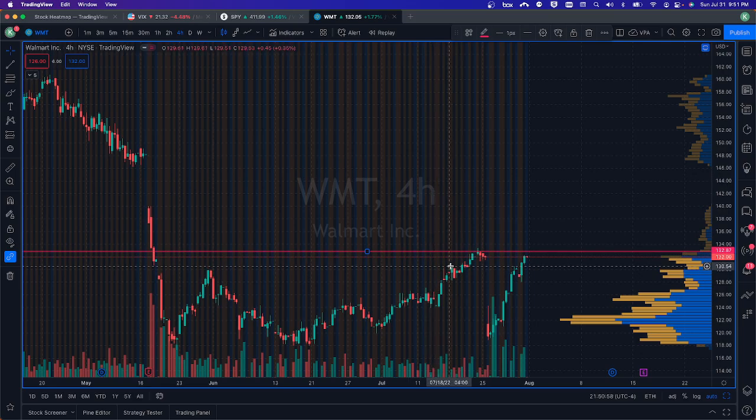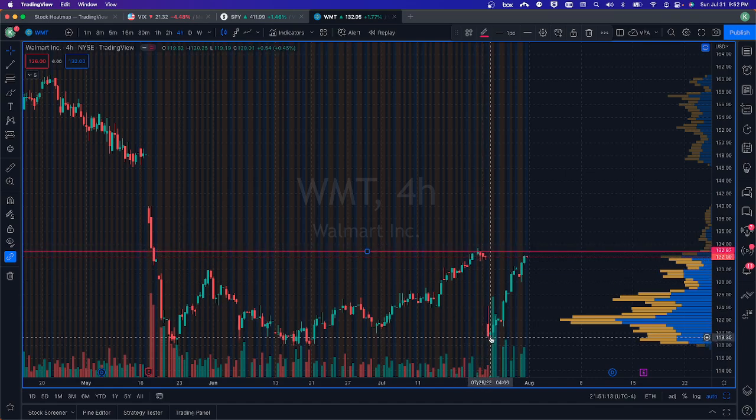And then we want to keep in mind, we have a high, then a higher low, then a higher high, higher low, and then we have some pivots here, which we'll probably see in the shorter time frame.